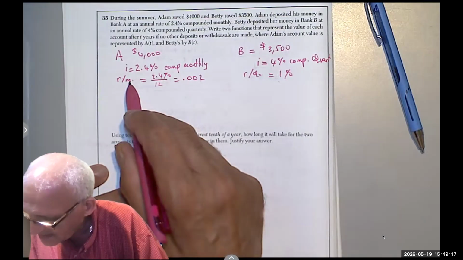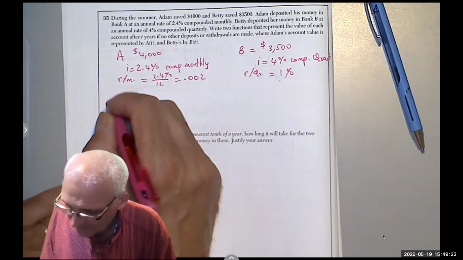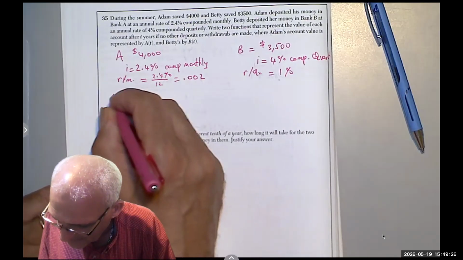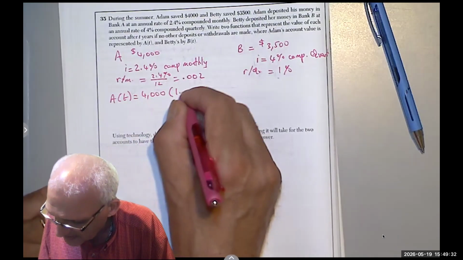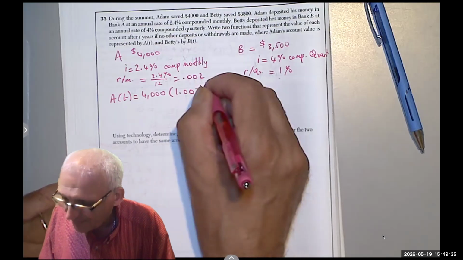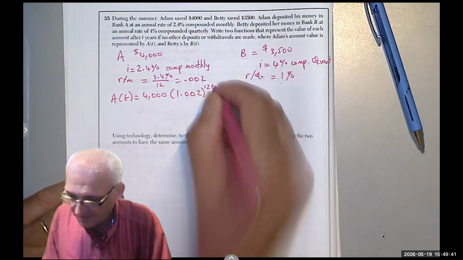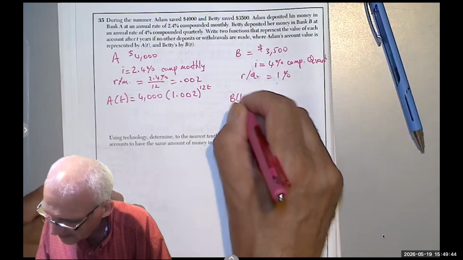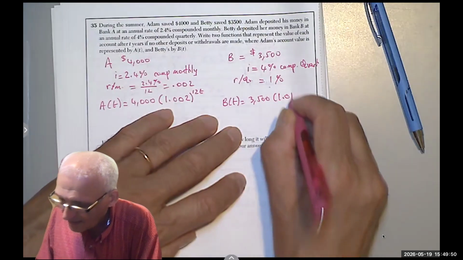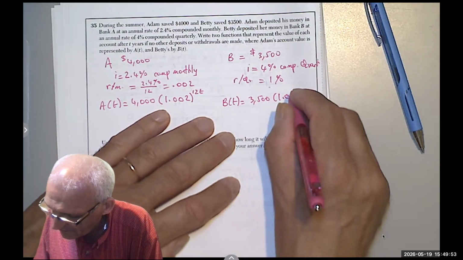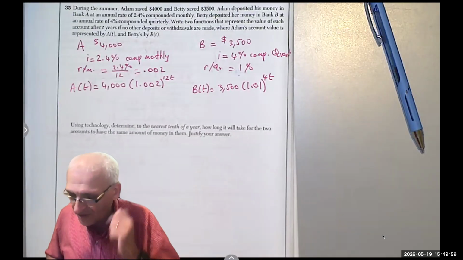So how do I find here the value after t years? Okay, so if t is the years, I would say A of t equals 4,000 times 1.002 raised to the power. Notice this is in months. A year has 12 months, and if year is t, that becomes 12t. B of t becomes 3,500 times 1.01, because that's in a quarter. So every year has 4 quarters, so t years will have 4t quarters. And these are the two equations.